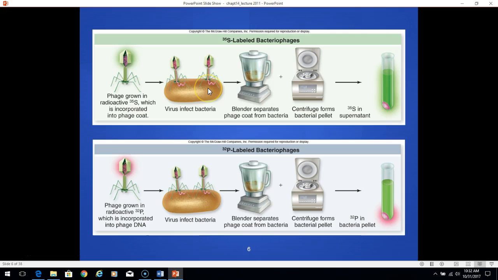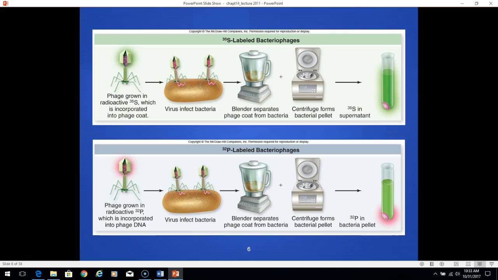So the top one is following the protein-labeled bacteriophages, and they used a blender to separate the phage coats. What's interesting is that at Cold Spring Harbor Laboratories, where these experiments were conducted, the actual blender they used is an old Waring blender, Waring being the name brand of the blender, and they actually have it on display in the museum at Cold Spring Harbor because it was such a huge experiment. So here they used a blender to separate the bacteria and bacteriophages.